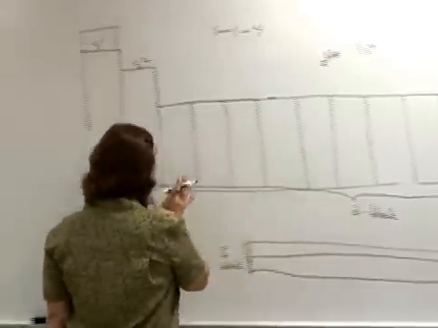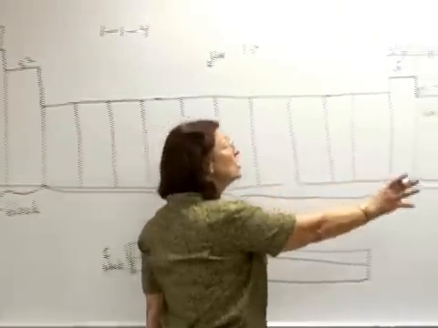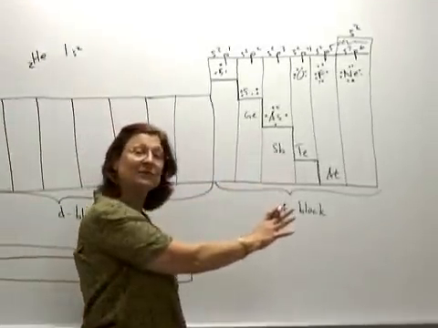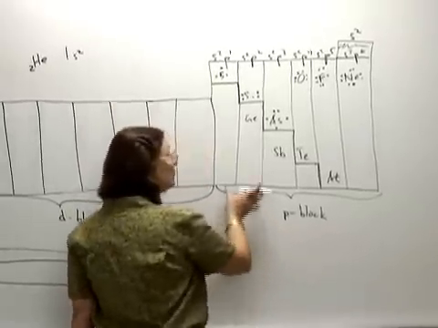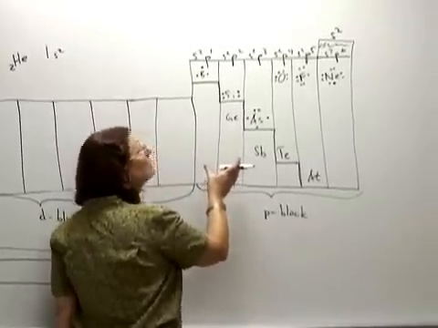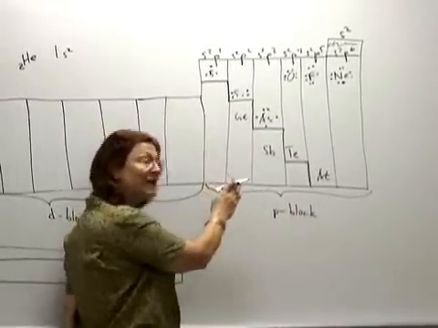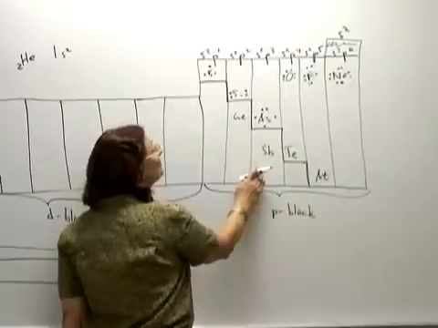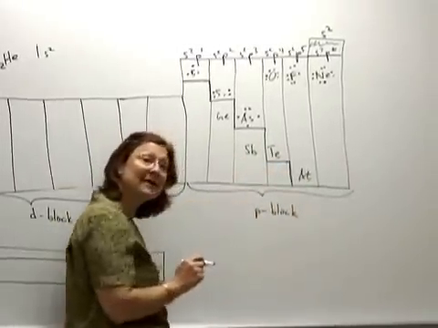Then, so that is called the S block. Then we jump over to the other section that we've talked about, the P block. These 6 columns are in the P block, and it goes S2P1, S2P2, S2P3, S2P4, S2P5, and S2P6.